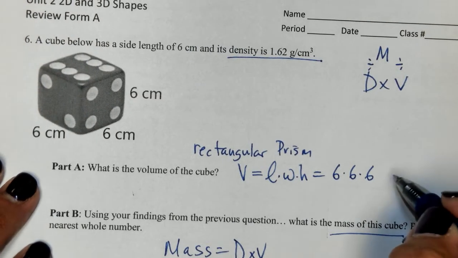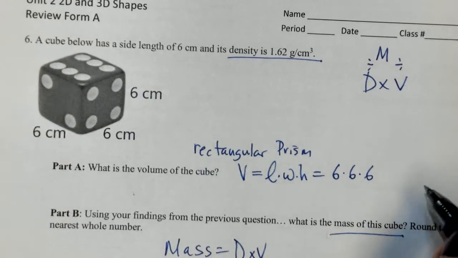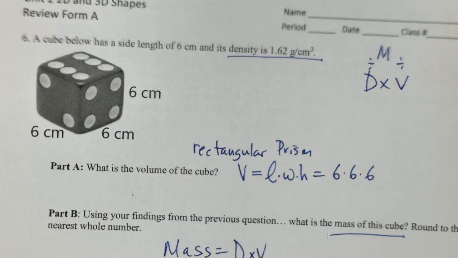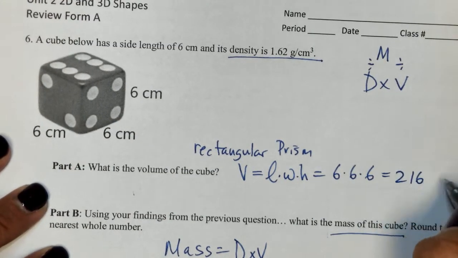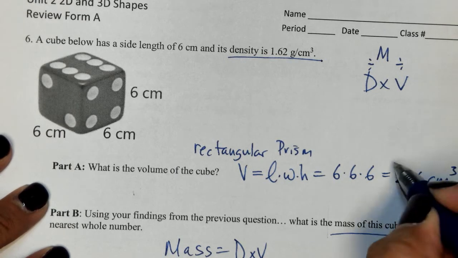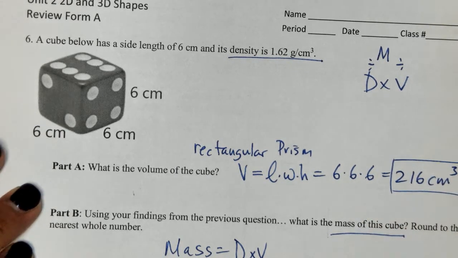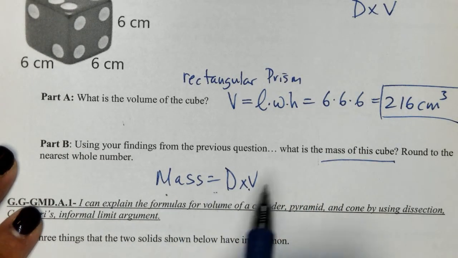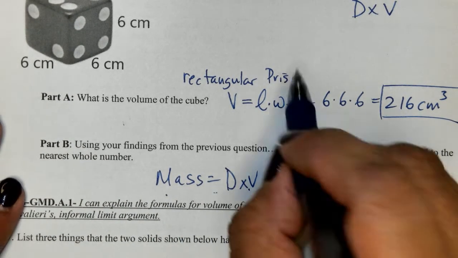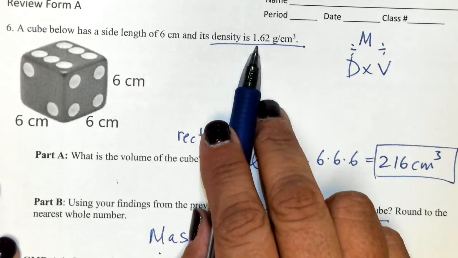All right. So that comes out to 216 centimeters cubed. So we got one part. Okay, so at least get that part, at least get that credit. And then mass equals density times volume. So we get to just grab this number here and plug it in.